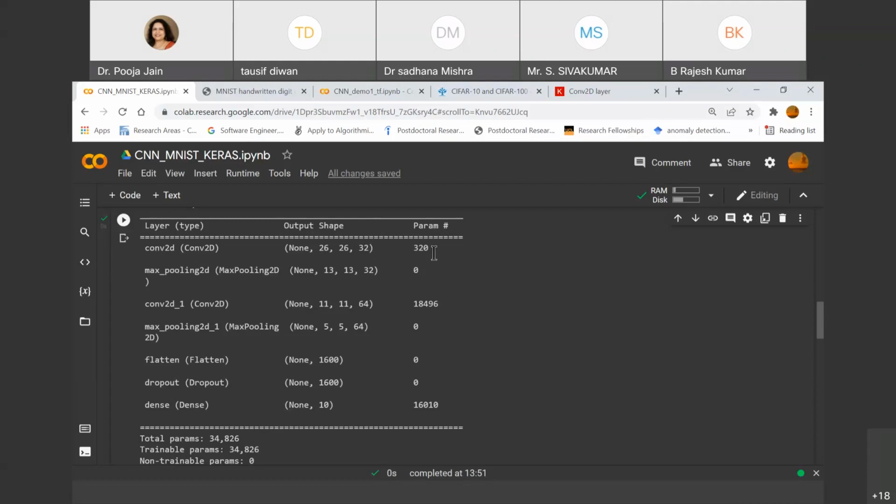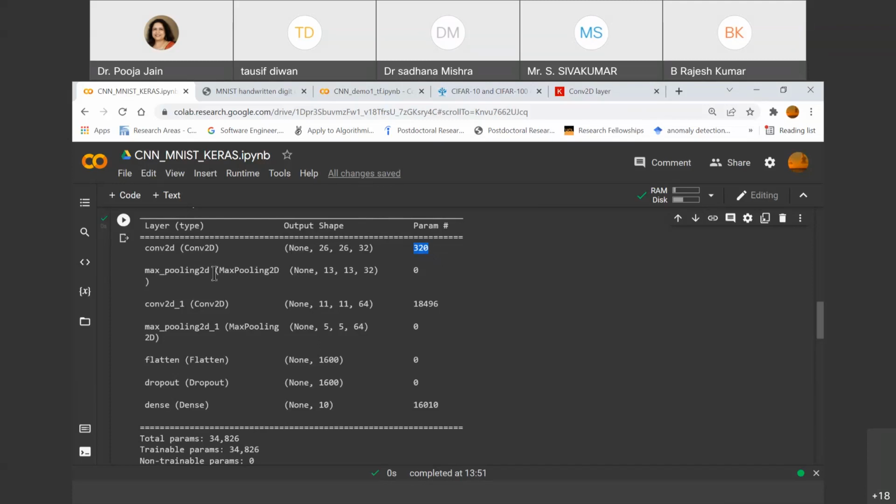No, we are applying this 3 cross 3 filter on a grayscale image. Okay. What is the depth of a grayscale image? 1. So a 3 cross 3 filter is applied, so 3 multiplied by 3 multiplied by 1 only. Okay. So 3 multiplied by 3 multiplied by 1 is 9 plus 1 bias. So that is 10. 10 multiplied by 32 is nothing but 320. 320 parameters are associated with this. Okay. See here, you can also print the parameters.